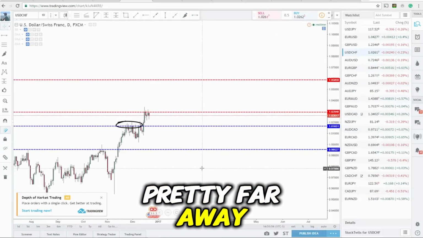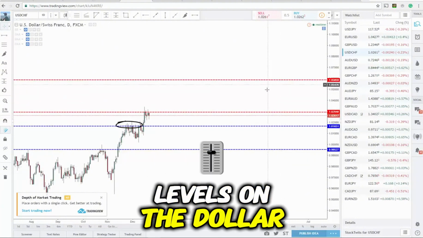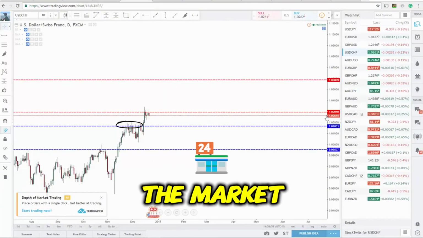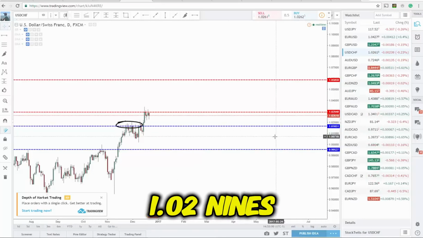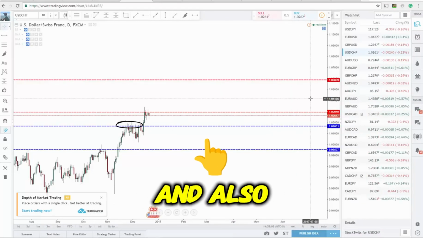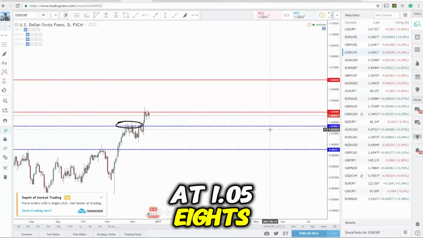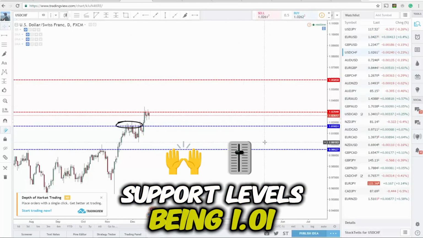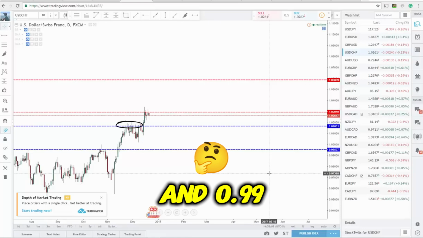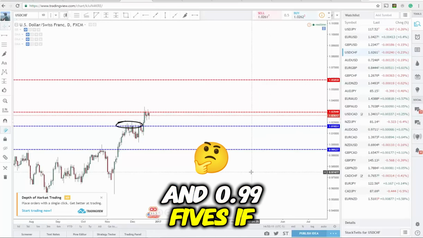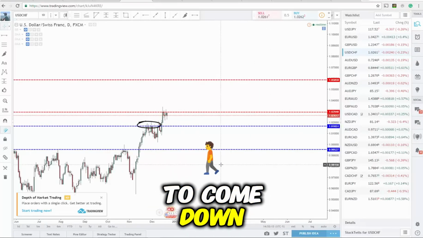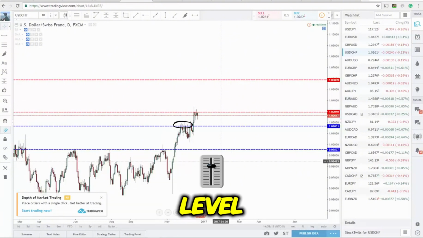So for our resistance levels on the dollar Swiss, we're looking at where the market is now for trading opportunities at 1.029s, and also above that at 1.058s. We're looking at the support levels being 1.016s and 0.995s if the market does decide to come down from this present resistance level that we're at.